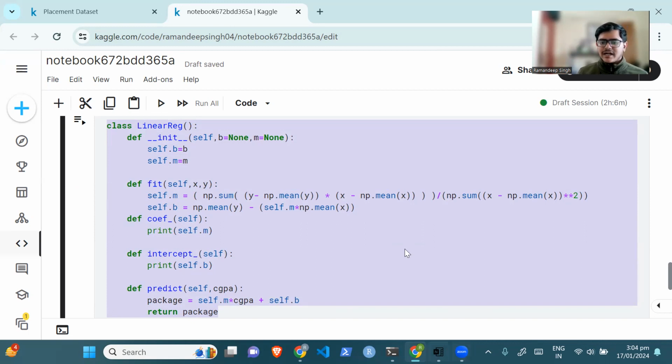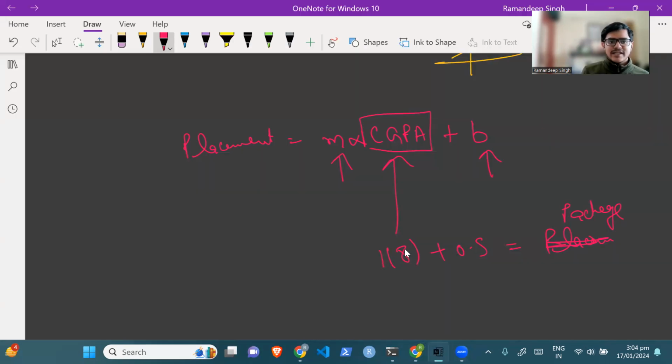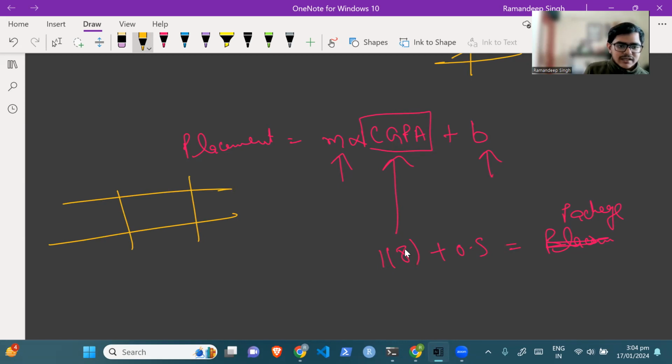In our next part, we will cover how this model is built from scratch when we have more than one input column. That is, suppose we have a column CGPA and now we have a column named IQ to predict the package.